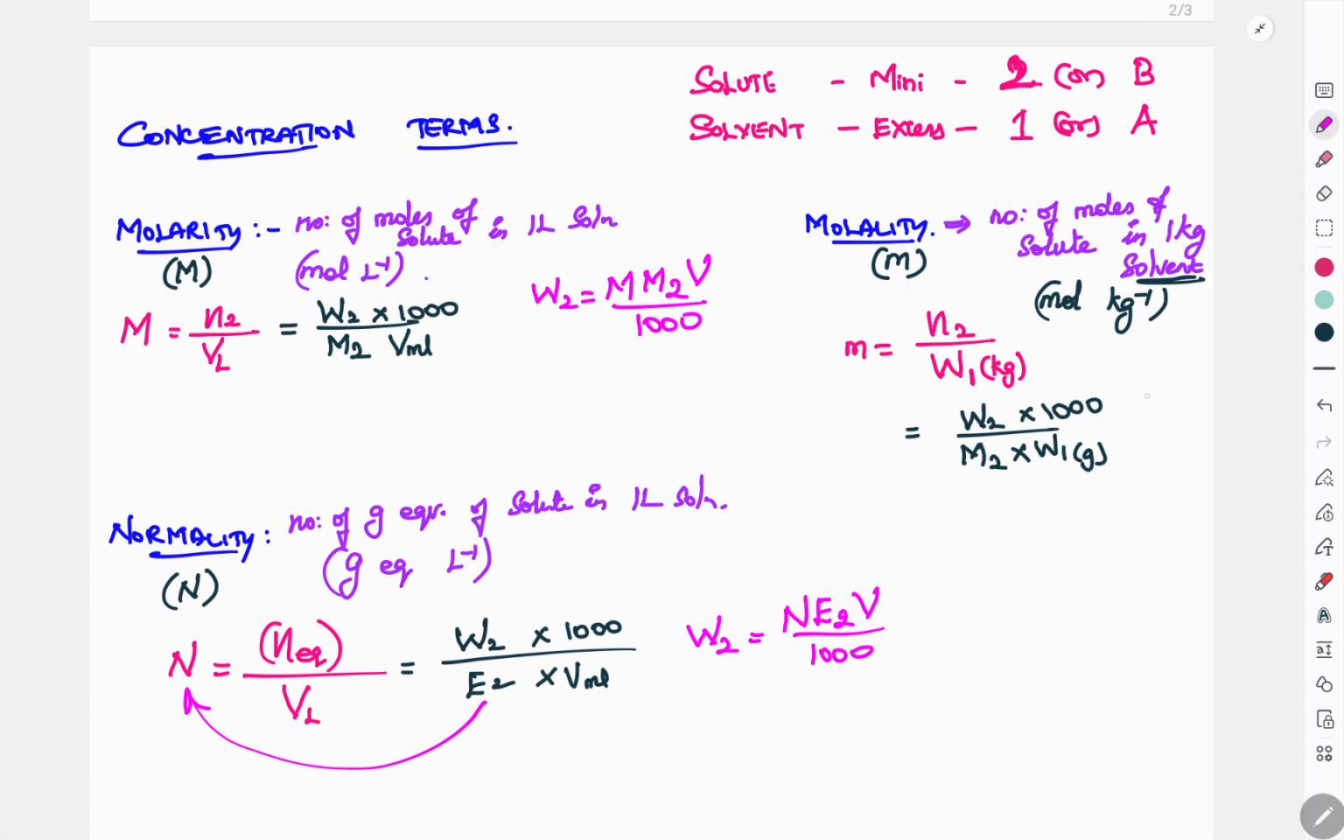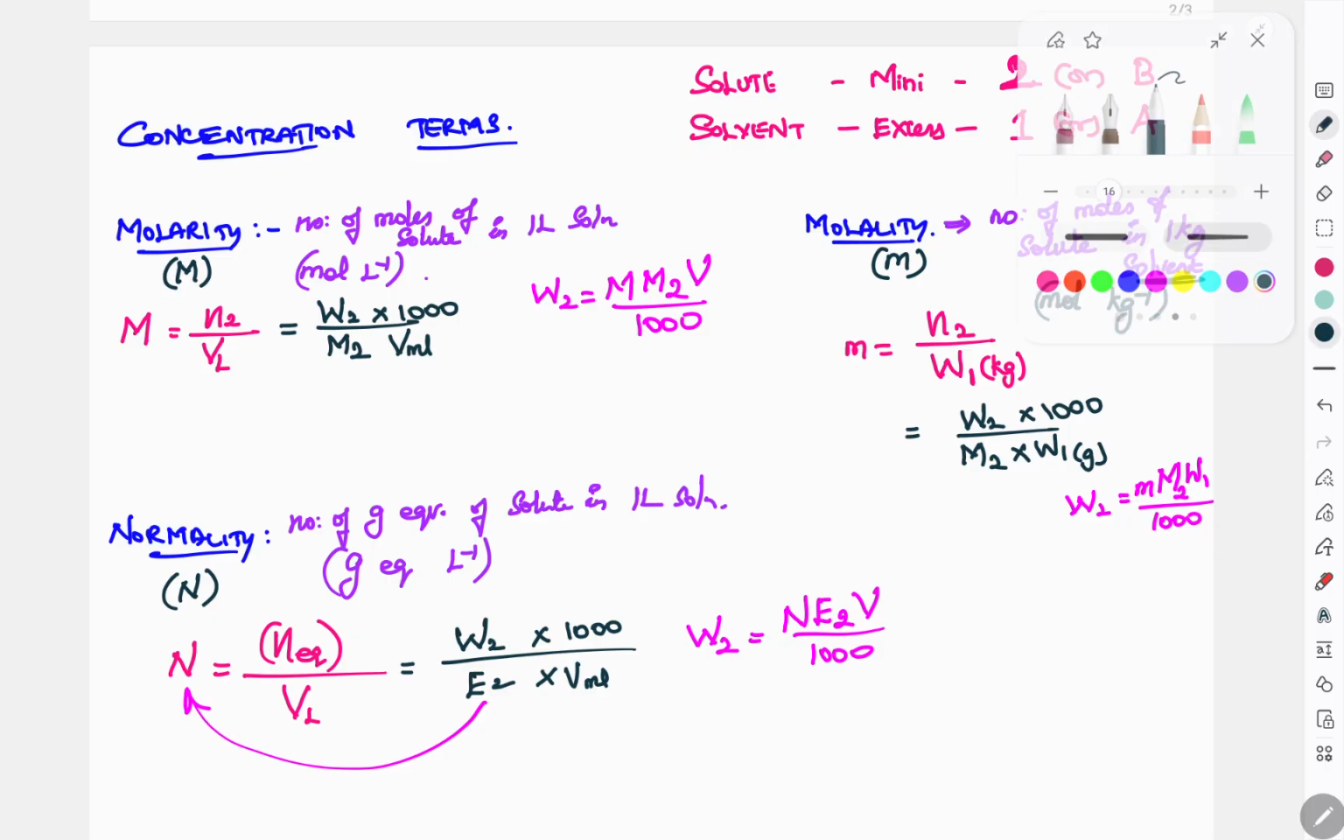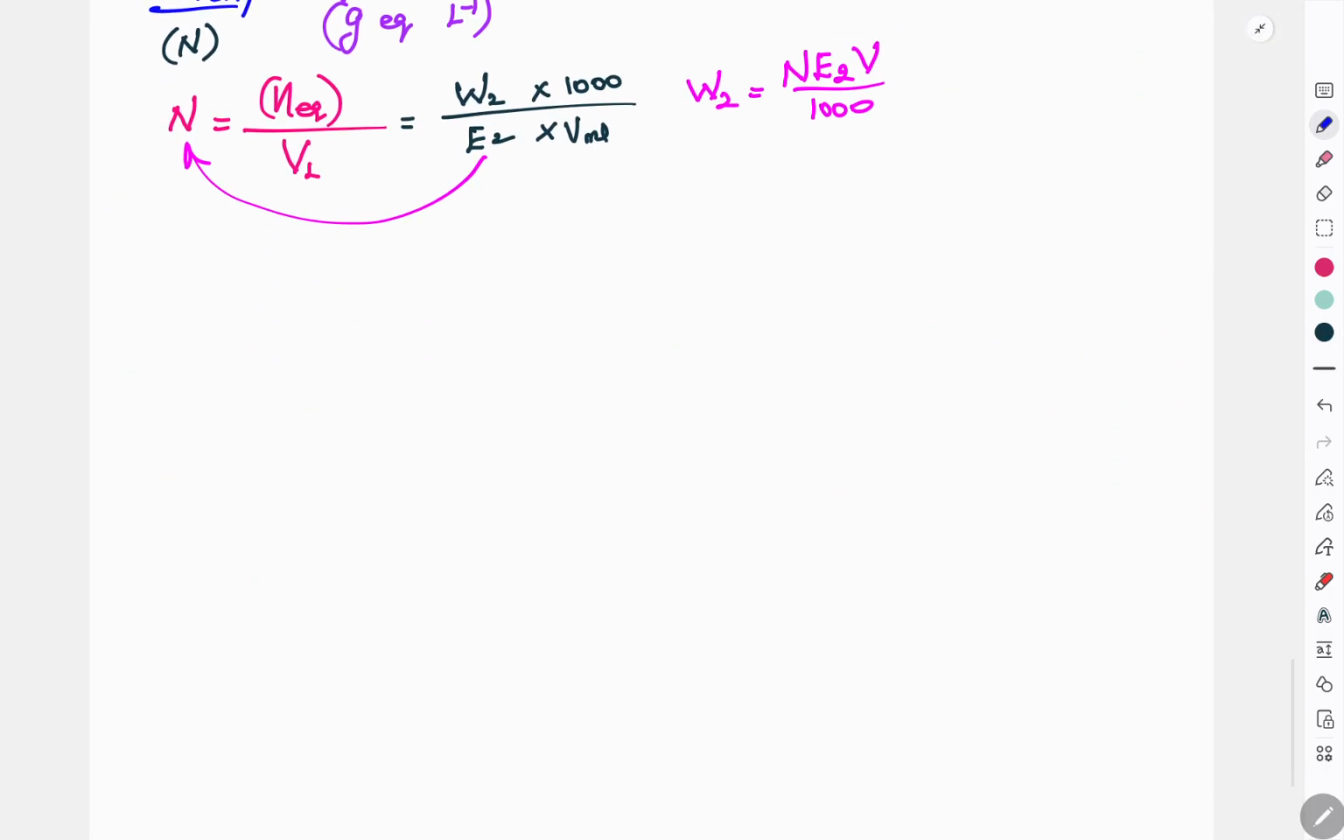Here, what is the formula here? Sir, W2 is equal to molality into molecular weight of solute into weight of solvent in grams divided by 1000. So these are three very important formulas. Okay? Now, in order to understand the next thing, we need to know the next topic.